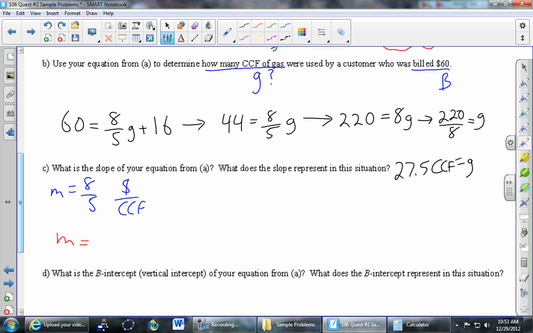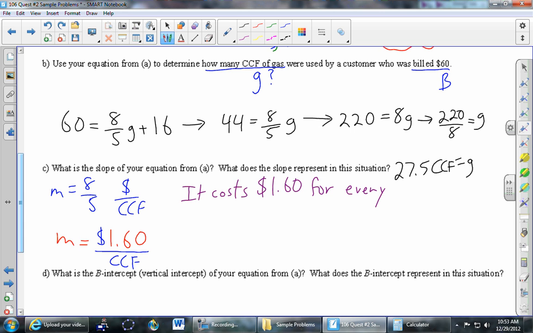So if we actually take 8/5 and do the division, we get 1.6 or 1.60. And now I'm going to put my units in. And I think as soon as we're here, dollars per CCF, hopefully the sentence just about pops out. $1.60 for every CCF of gas. It costs $1.60 for every 1 CCF of gas used.